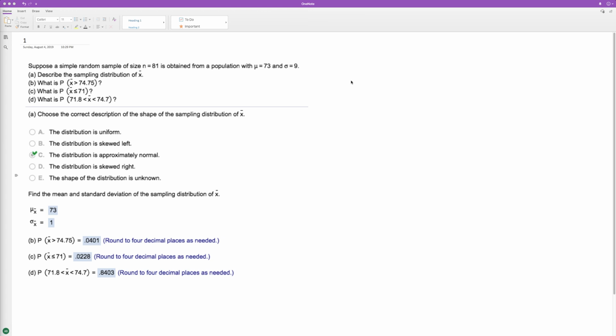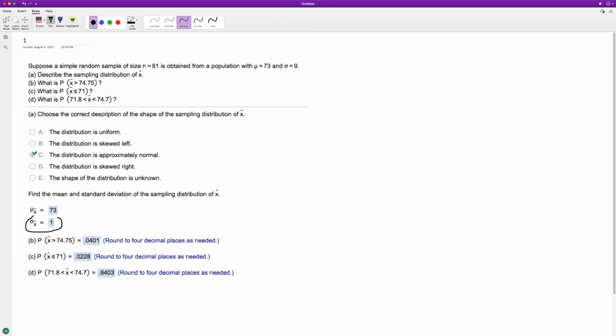Random sample of 81 samples of this population. So our mean is 73, and we've got a standard deviation of 9. Beyond just everything else here, I'm going to show you how all these answers were found. So the first one, the distribution is approximately normal if we have the mean of x here. So the mean, again, 73.